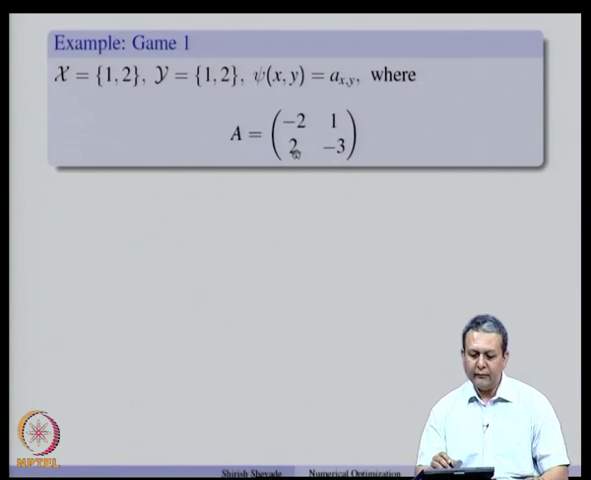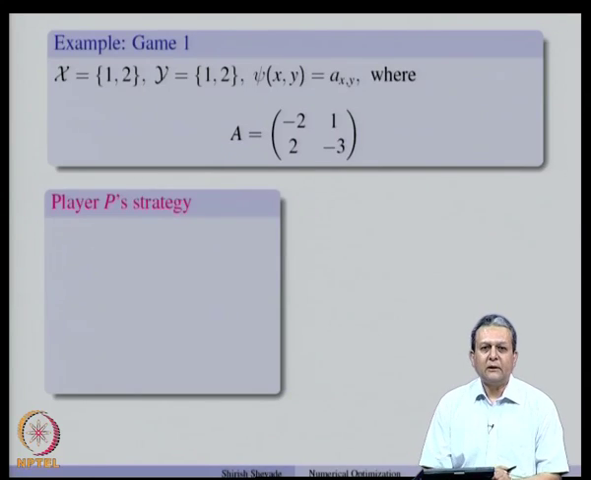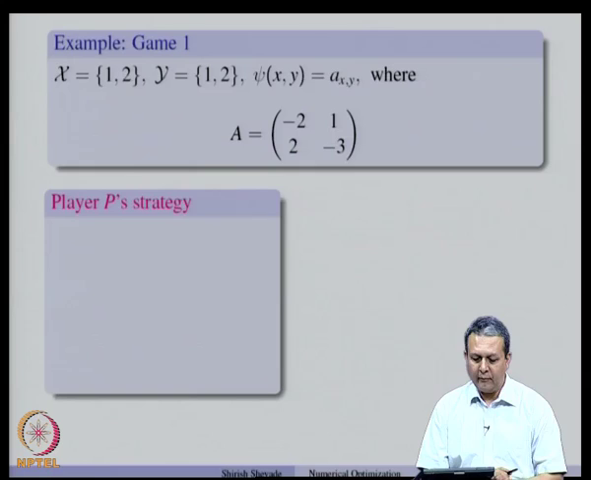On the other hand, if player P chooses 2 and player D chooses 1, then player P has to pay an amount of 2 units to player D. Okay. So, let us explore the possibilities of different strategies that player P can use, so that it has to pay the minimum amount to player D.